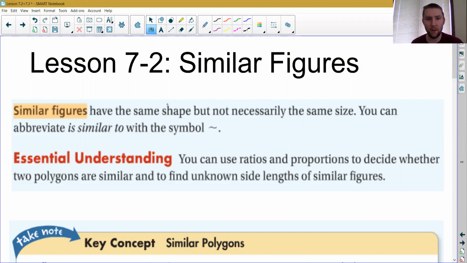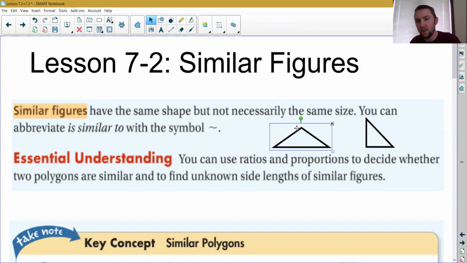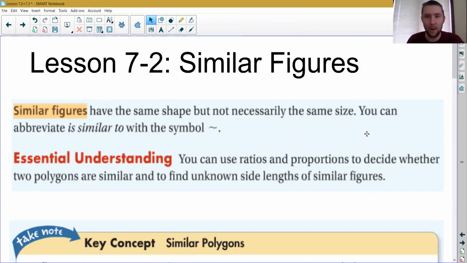So similar figures have to be the same shape, okay? Precisely the same shape. And I don't just mean two triangles, because I can have two triangles that are not the same shape. For example, this triangle and this triangle are not the same shape, right? One's a right triangle. This one looks like it's almost an obtuse triangle. So we can have the same number of sides without having the same shape.